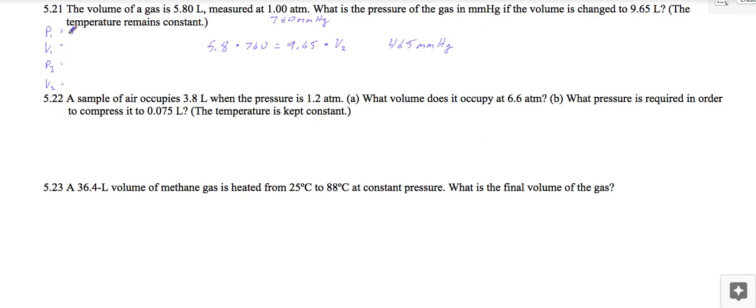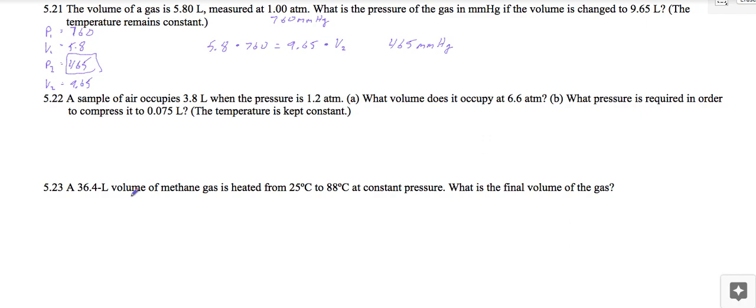And organize your data. 5.8. Oops. I did something wrong here, guys. Let's see if I can figure things out real quick. The pressure is 1. The volume is 5.8. That means that the volume here, oh, that's fine, 9.65, and the pressure is 465. Now let's get this into millimeters of mercury, 760, and this is our answer. So we can do it this way and then set it up from there. All right.